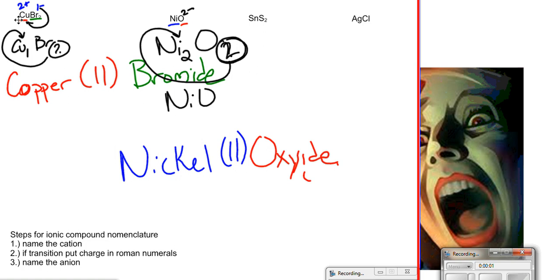I'm going to skip this tin one. Sn is tin. I'm going to skip tin for the moment. I'm going to skip over to silver and chlorine. So I have silver and I have chlorine.